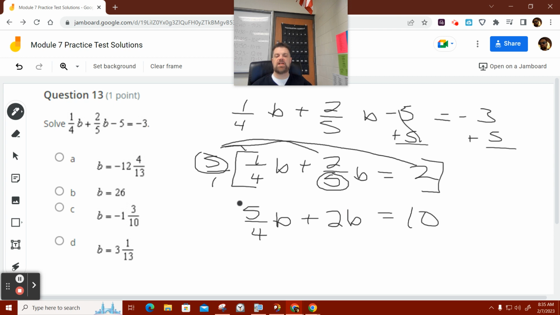Do I still have a fraction? Yep. What do I do to get rid of that? Multiply by 4. 4 times 5 is? 20 divided by 4 is? 5. See how that happens? When you multiply by 4, but you're dividing by 4, you're left with the numerator.